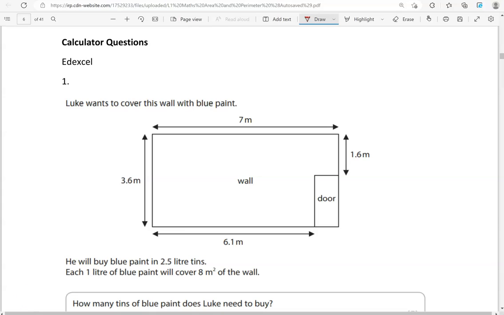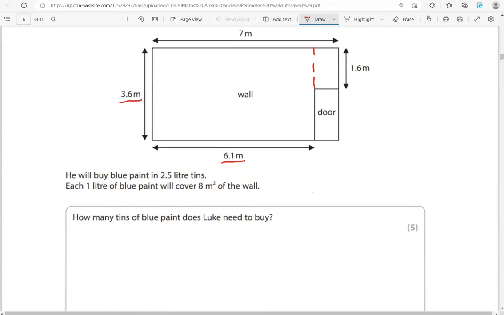As he's going to cover the wall in paint, we're working out the area. And this is a compound shape. So we can split this into 2 rectangles. I'm going to split it here. So we've got this big rectangle, which measures 6.1 meters by 3.6 meters.